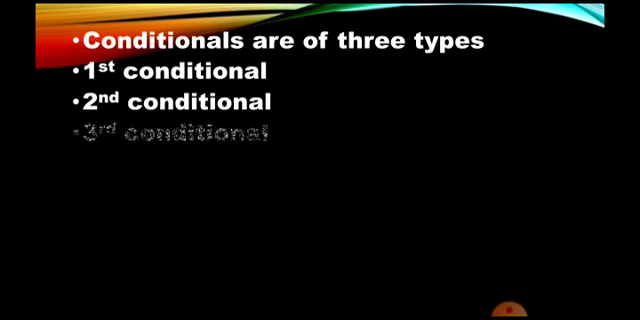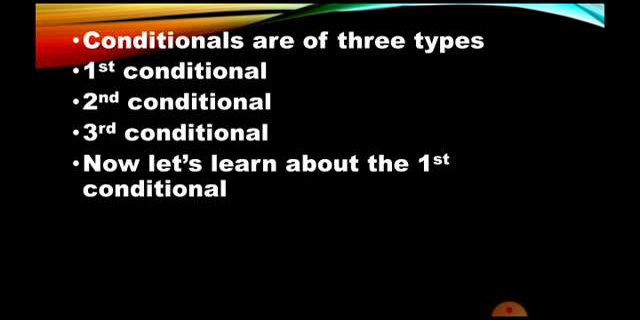Actually, conditionals are of three types. First conditional, second conditional, third conditional. Now, let's learn about the first conditional. A question may easily arise: what is the first conditional? The first conditional always talks about a future action.